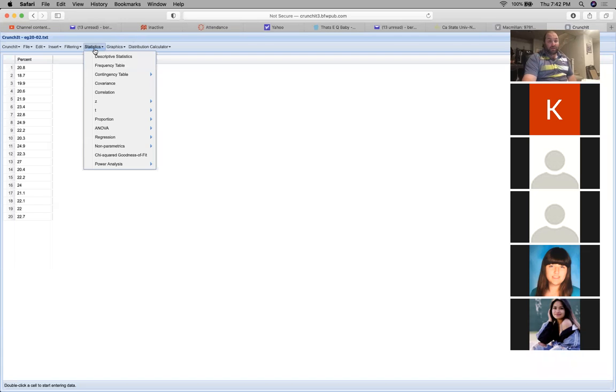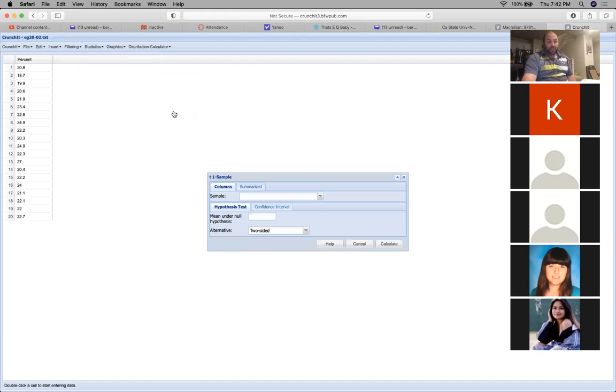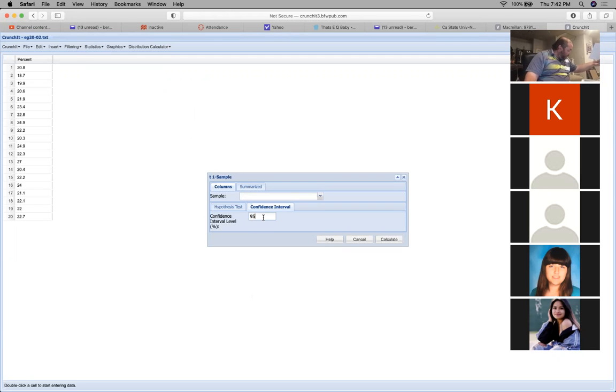So now I'm going to go to my statistics. And because this is a t star problem, I'm going to go to T. And because it's a one sample problem, I'm going to go to one sample. And I have two possibilities, hypothesis test or confidence interval. I'm going to choose confidence interval. Did it say what confidence we want here in the problem?